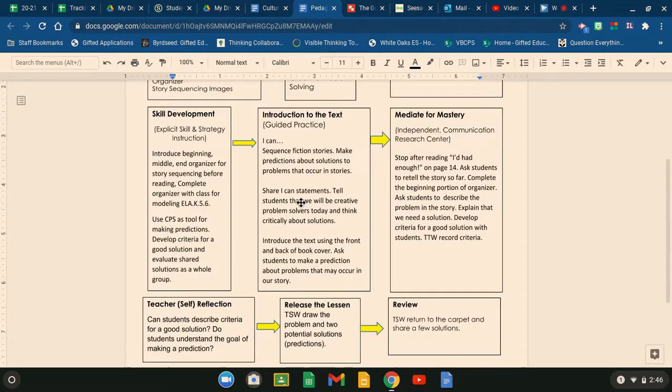Pre-COVID, obviously, we came back to the carpet and we evaluated our solutions by discussing criteria for good solutions, sharing solutions, discussing why they would meet those criteria, etc. And then we finished the story so that they could see what the solution was in the story.